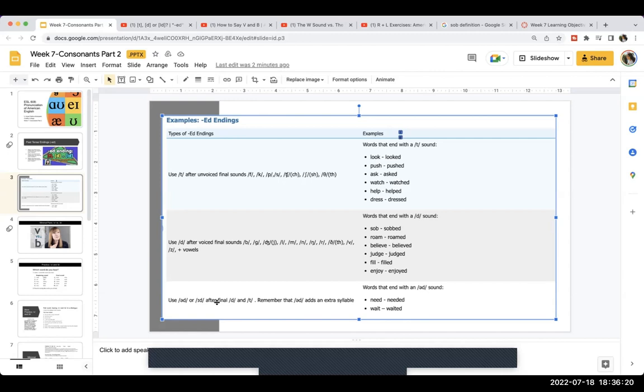Looked. You can put your hand on your throat and say, look. K does not have a vibration, so it's a T sound: looked. Push, pushed. No vibration, so it's a T sound. Everything else that is voiced gets a D sound at the end. Sob, sobbed, there's a vibration. Roam, roamed. Cool.